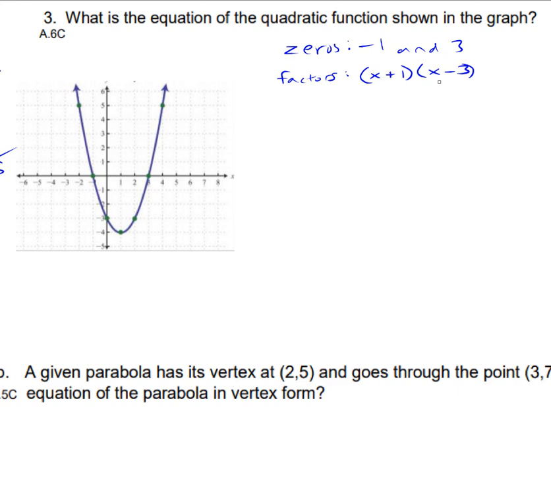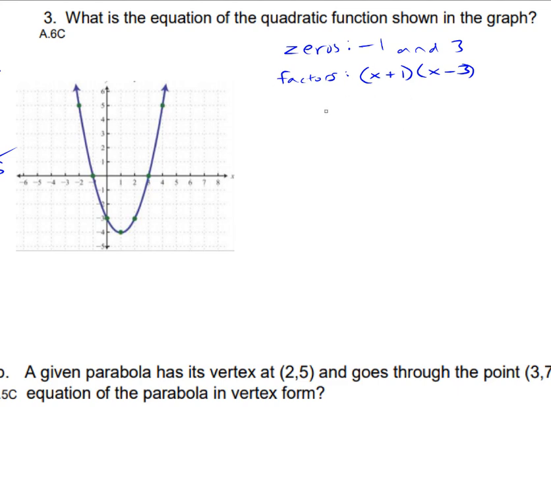0 times whatever this is is 0, right? So that makes it 0. Because what we're saying is when x is negative 1, the y value has to be 0. So that's why this factor has to be the opposite of this. Because when I plug it in, it has to make my y value 0, okay? And likewise with the 3. 3 minus 3 is 0. 0 times whatever this is is 0. So that's going to work as well, okay?